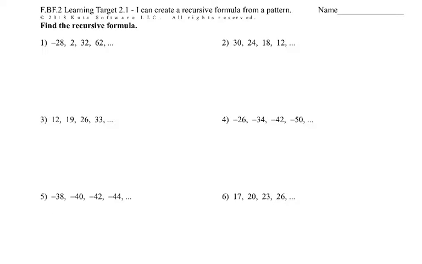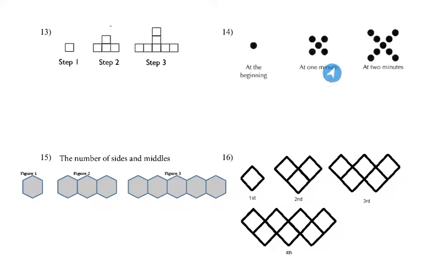Alright guys, here we go with F.BF.2, learning target 2.1. So in this one we're just dealing with those recursive formulas, and we're going to do it from a pattern. Okay, so we've got just the sequence pattern, a set of numbers. We also have some more visual patterns that we're going to be taking a look at here. But the idea is making sure we understand the parts of a recursive formula.